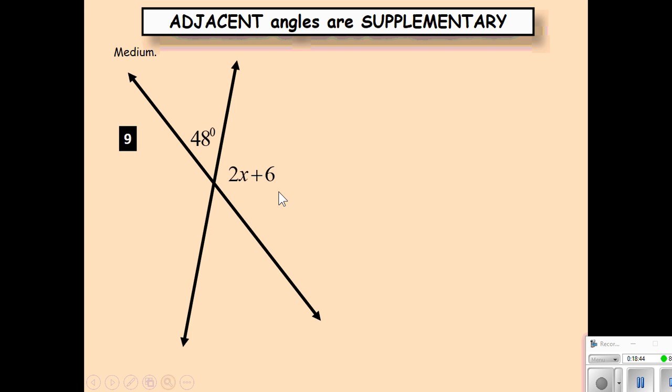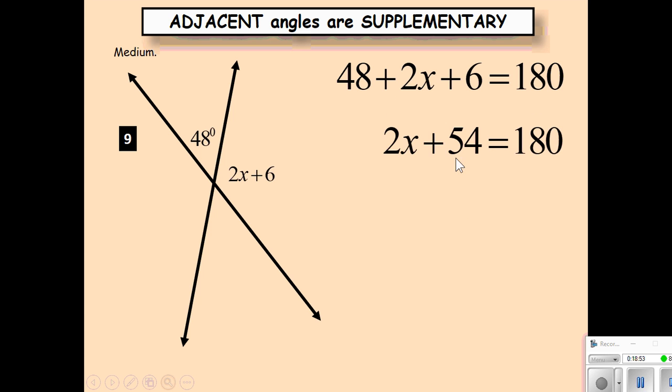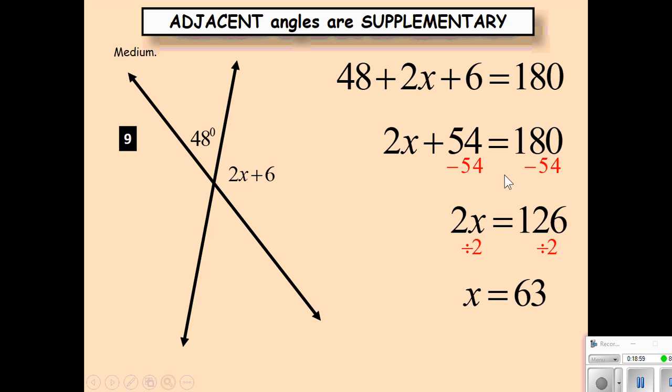So we'd have to say 48 plus 2x plus 6 is equal to 180, and then solve this equation. Combine your like terms. You have 2x plus 54 is 180, and then simply subtract 54 from both sides and divide by 2. We get 63. You get very different answers, even with the same numbers, depending on the problem, whether they were supposed to be equal to one another or they were supposed to add to 180.